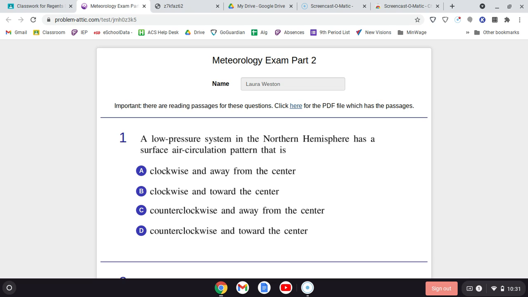Number 1. A low pressure system in the northern hemisphere has a surface air circulation pattern that is what? Clockwise or counterclockwise? So we know if it's low pressure, we can get rid of clockwise. So it's either C or D.